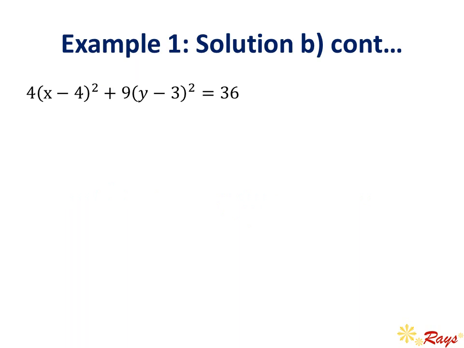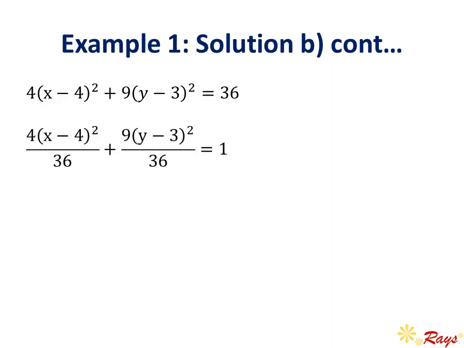We continue. The standard equation of an ellipse requires that this side must always be equal to 1. Therefore, we have to divide everything by 36. So this is what we get. We get the denominator 9 and also 4.